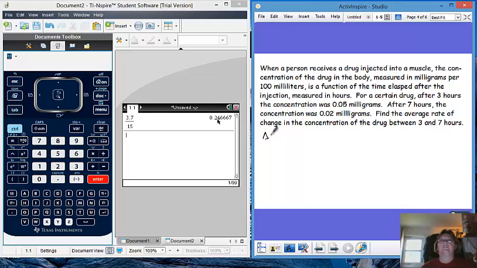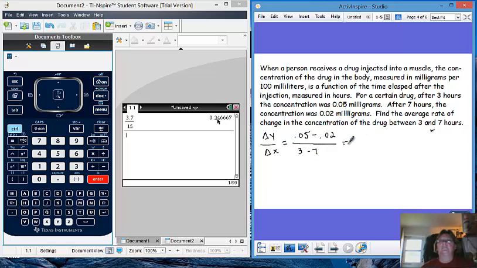And what we need to do is think about y as being the concentration of drug in the system and x as being hours in the system. So x's are here, y's are up here. Those are those concentrations. And we're looking for the average rate of change. So let's see. We started out with 0.05 milligrams in the system, and the amount of change, it went down by 0.03. The amount of time, we started at 3 hours and we ended at 7.